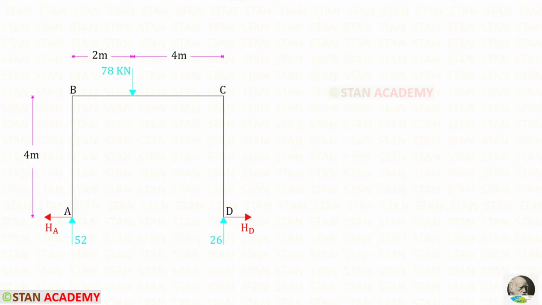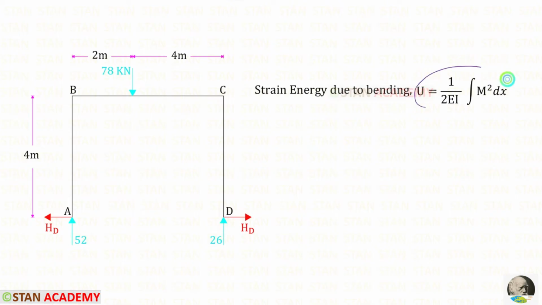We know that in this frame there is no horizontal load, so the values of HD and HA will be the same, only the directions will be different. Let us assume that HD is acting towards the right side, so HA should be acting towards the left side. And we know that the values of HD and HA will be the same, so instead of HA, we can apply HD. We know the formula for the strain energy due to bending.